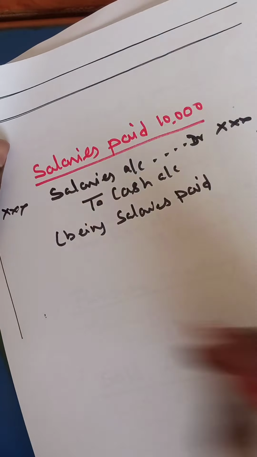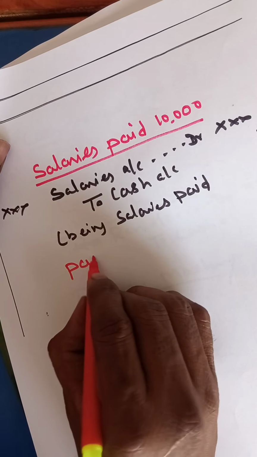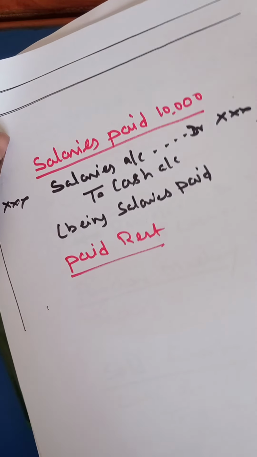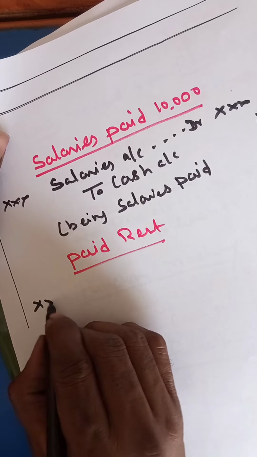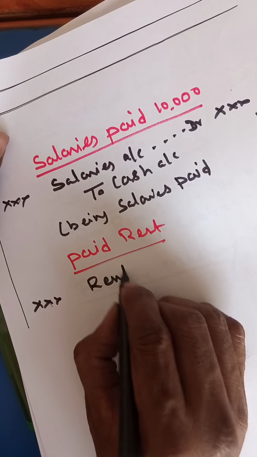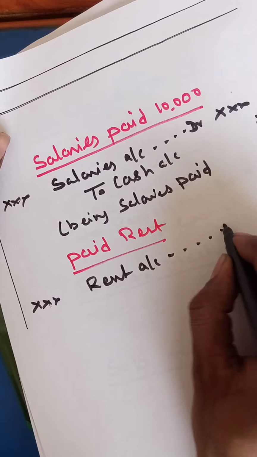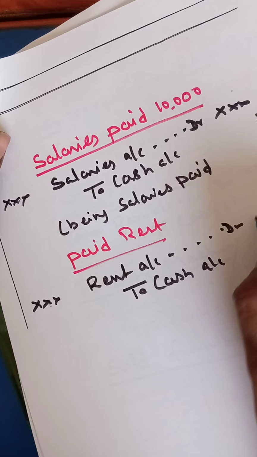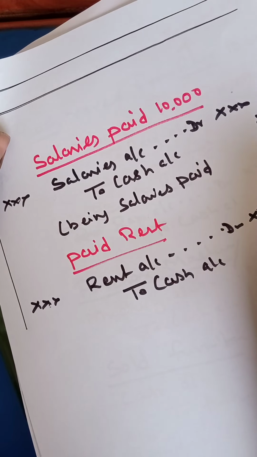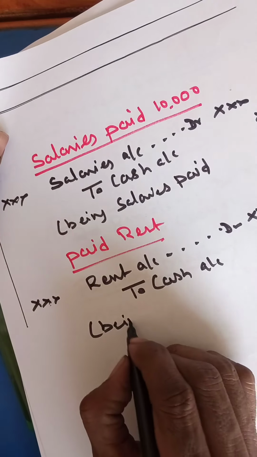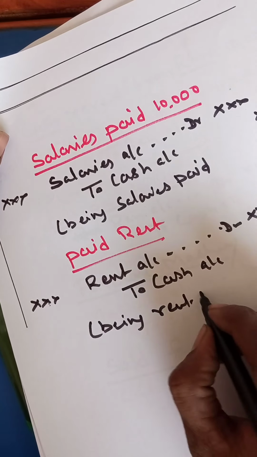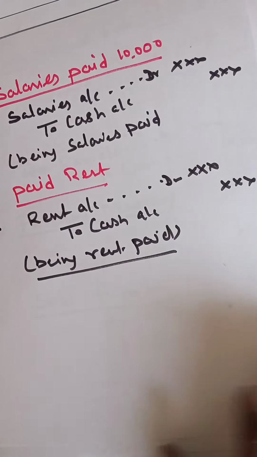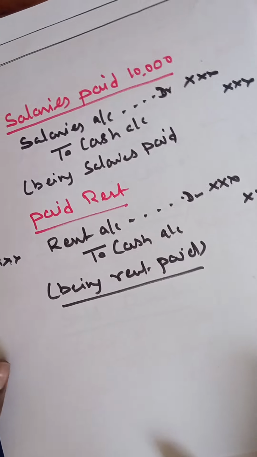I'll take another example. Paid rent. If we paid rent, what will happen? How to write? Rent is an expenditure, so date column date, particular column rent account debit. What goes out if you paid rent? Cash goes out. So rent account debit to cash account. Narration, being rent paid. Clear? So this is the way we have to write journal entries for nominal account.